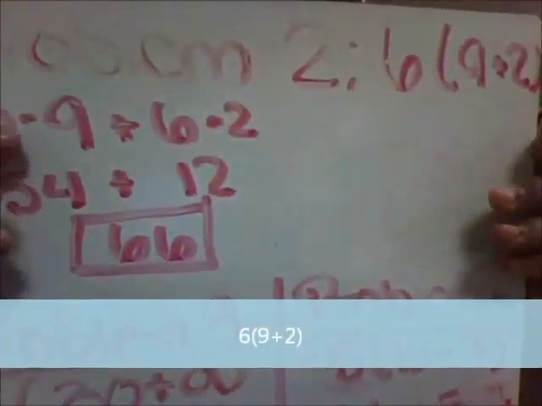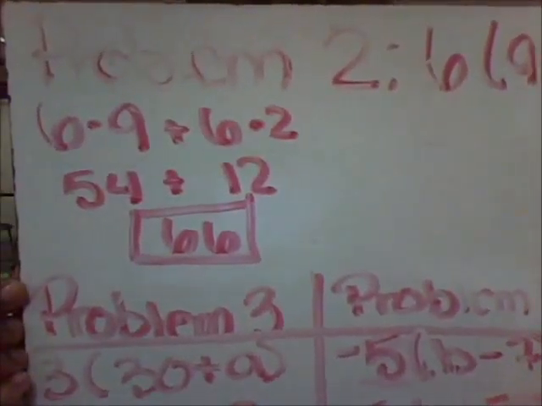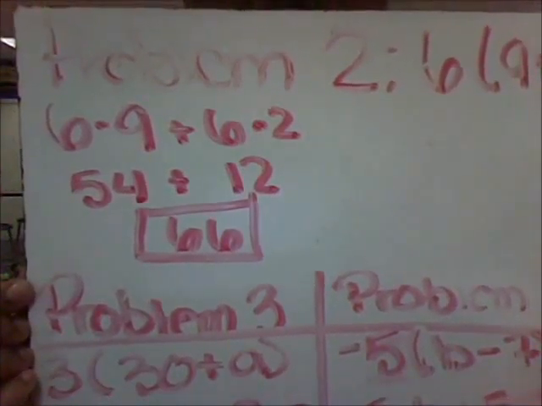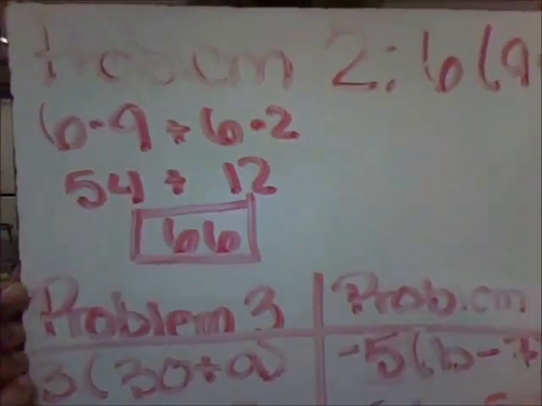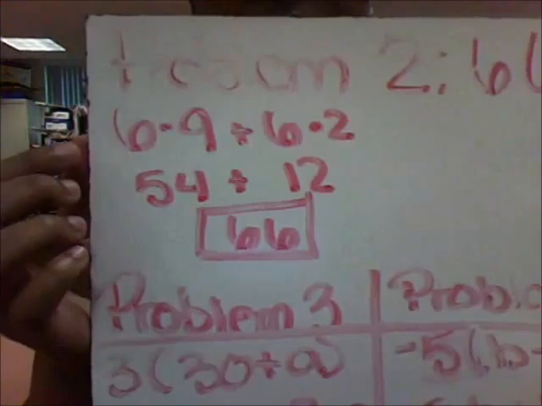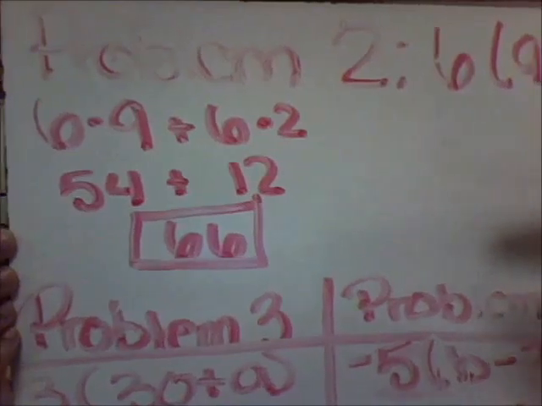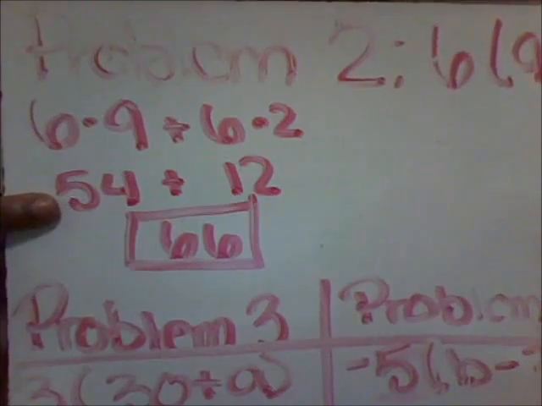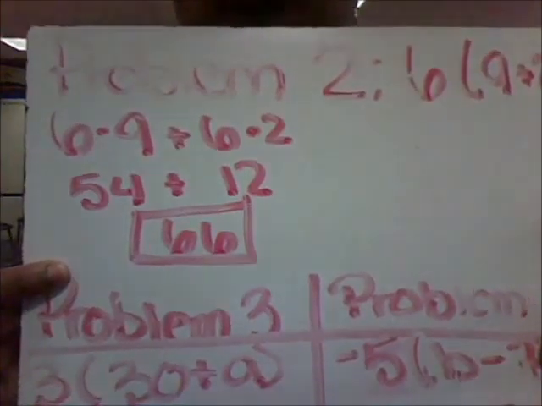Here's your next problem. 6 outside of the parentheses with 9 plus 2 inside of the parentheses. As you can see here, I applied the distributive property, and then I actually multiplied, which is 54 plus 12. And then I got the answer of 66. Remember that you apply the distributive property, which gets me to 6 times 9 plus 6 times 2. Then you multiply, which gets me here to 54 plus 12. And you simplify, which gets me to 66. The answer to this problem is 66.